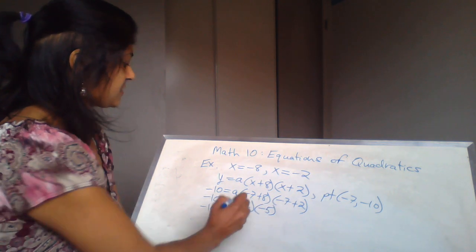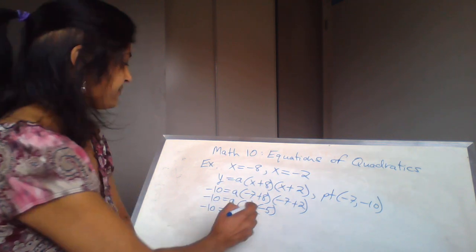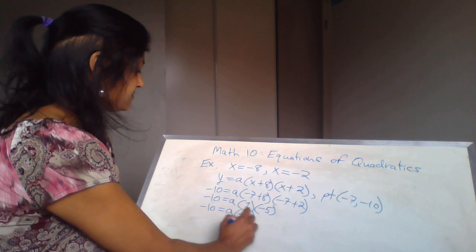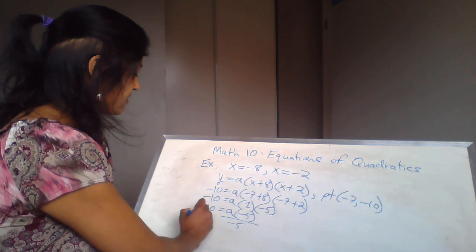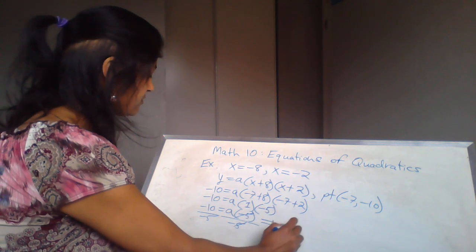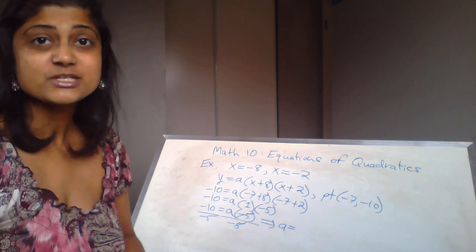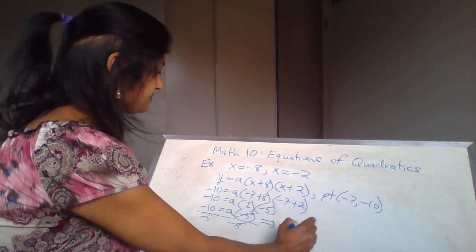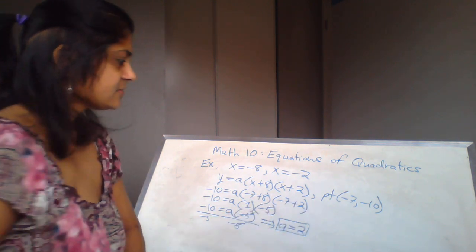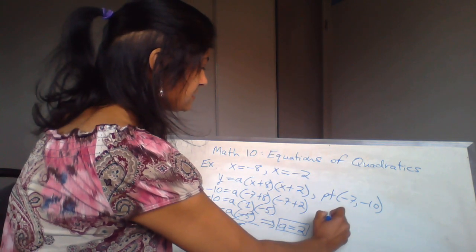Everyone sees that? So on the right side, I'm just doing 1 times negative 5, which is negative 5. And we're going to divide by negative 5 on both sides, just so it cancels out. And I have the value for a. So a is negative 10, divided by negative 5, which is equal to positive 2. Okay, so I'm just going to box that, so everyone can see it.